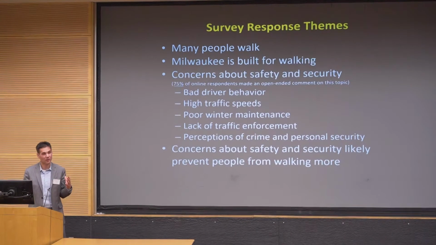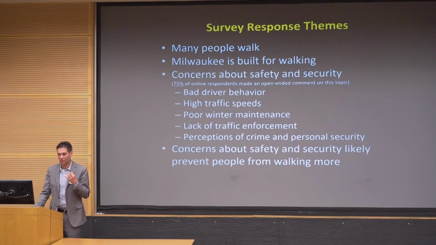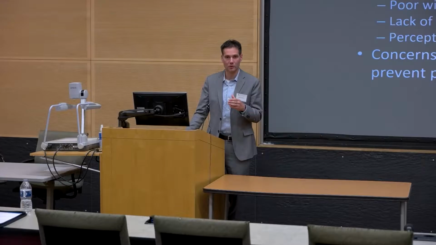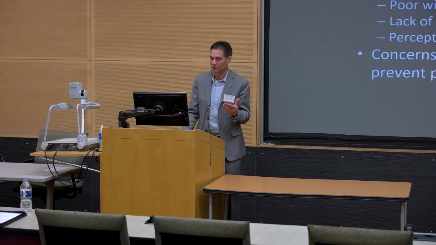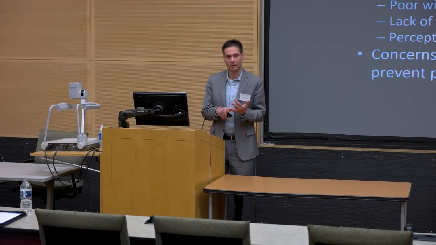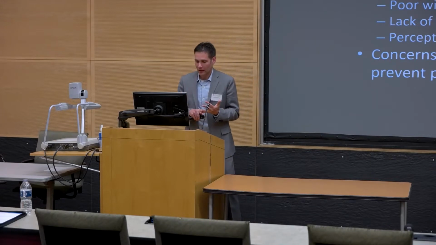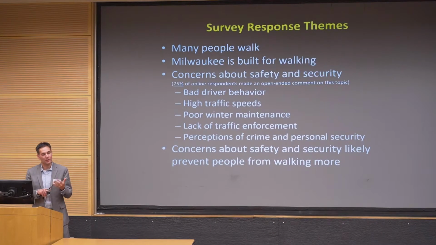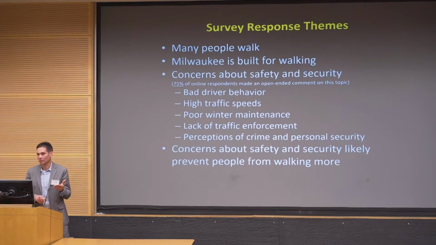But the big theme that we got from talking to people and getting their survey responses reinforced what we were finding through data collection in the field. Bad driver behavior, higher traffic speeds, people being concerned about lack of traffic enforcement, and crime and personal security. These were actually preventing people from walking more, in particular elderly residents. We were hearing that these are barriers to getting around the city or getting around even in their own neighborhoods.